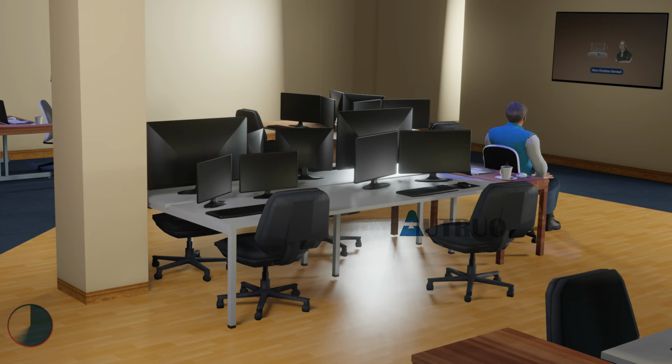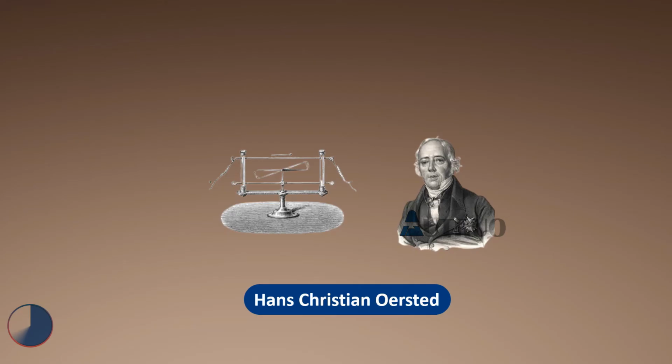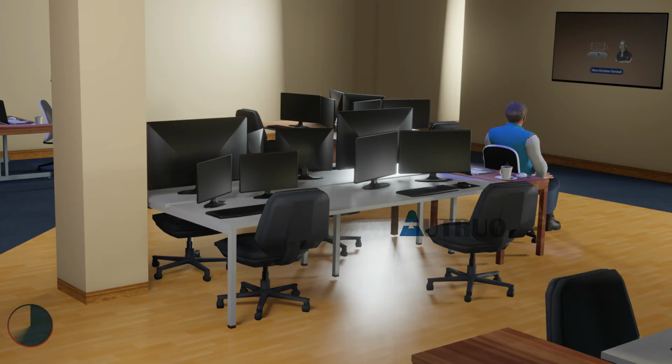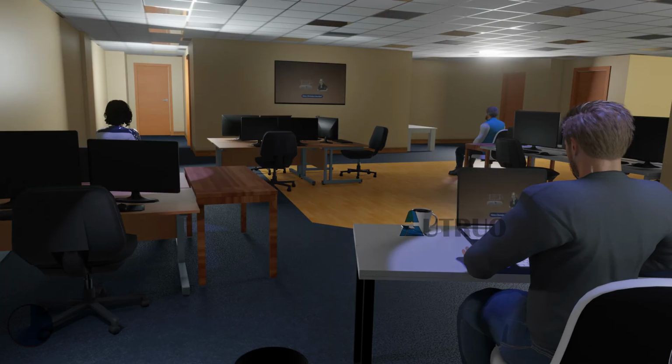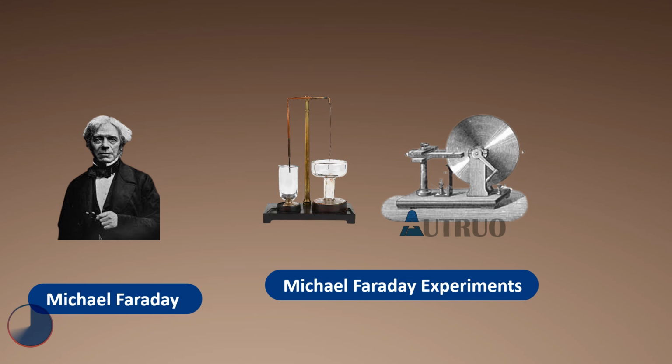In 1820, Hans Christian Oersted, a native of Denmark, found that when electricity flows through a wire, it generates a magnetic field that affects the needle of a nearby compass. The following year, Michael Faraday discovered that when a magnet is moved inside a coil of copper wire, a tiny electric current flows through the wire. This discovery led to the invention of electric motors and generators.